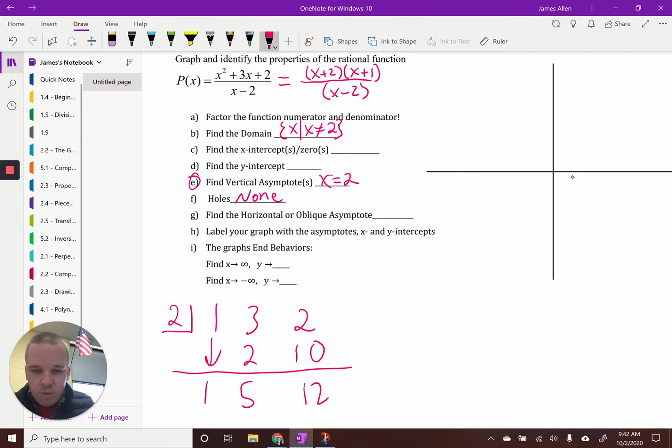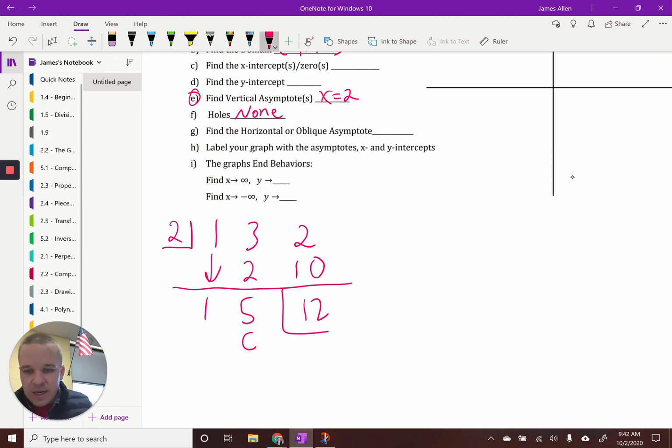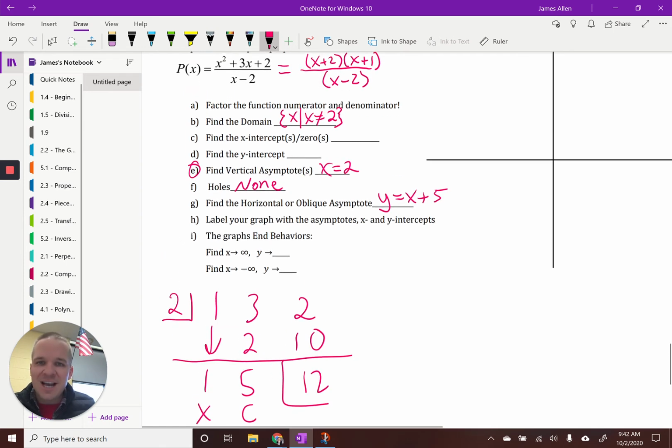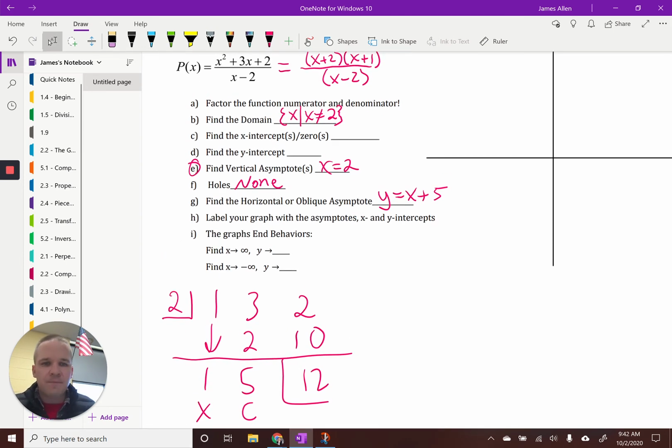Then we got 10 and then 12. Boom. I don't care about the remainder. What I do care about is, this is my constant. That's my x. So my oblique is y equals x plus 5. Nice. Good stuff. Fantastic stuff. Excellent. All righty. So x-intercepts and y-intercepts.